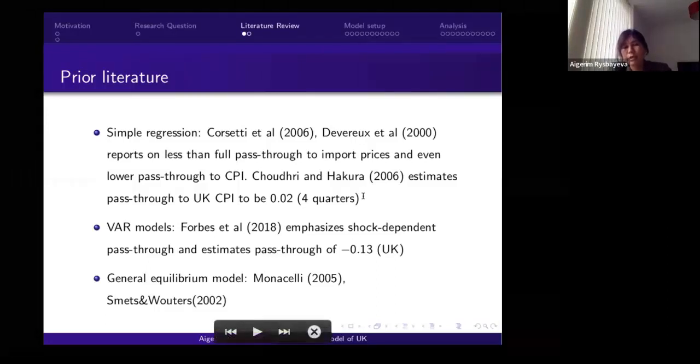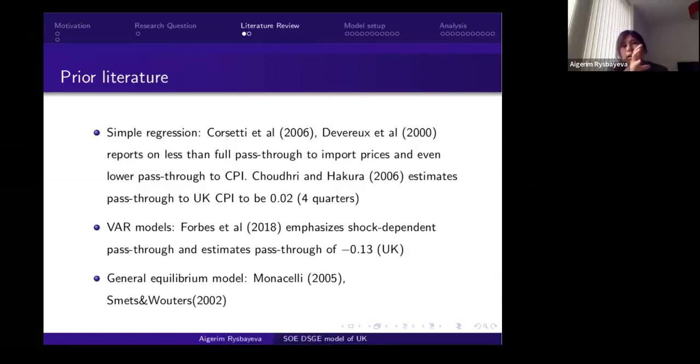But it's not quite useful for policy analysis because this is a partial equilibrium model. It's quite narrow data. We need a general equilibrium model to see what is happening in the whole economy. And another problem with simple regression is the endogeneity problem, because the exchange rate and price levels are endogenous variables rather than exogenous. That's why people use VAR models.